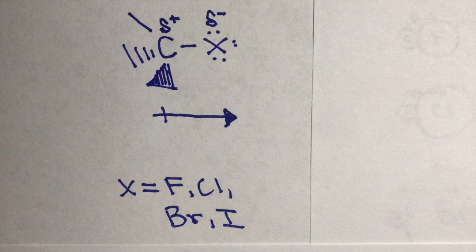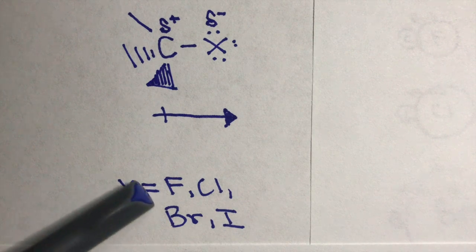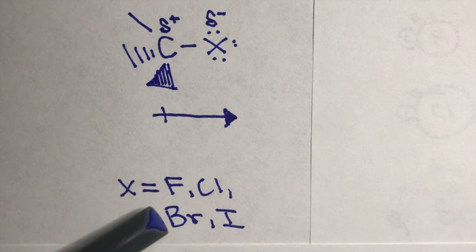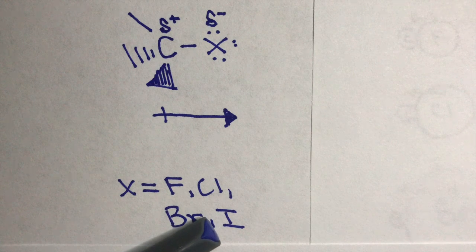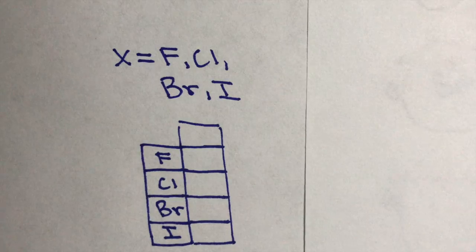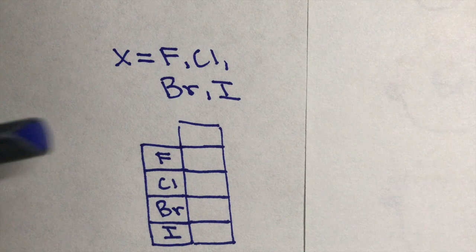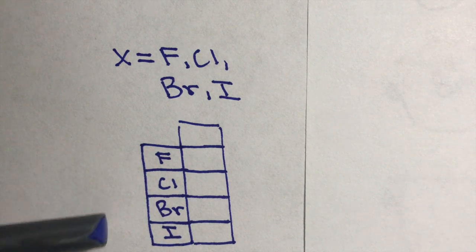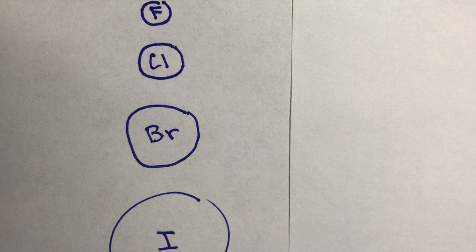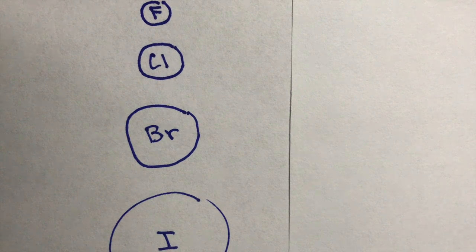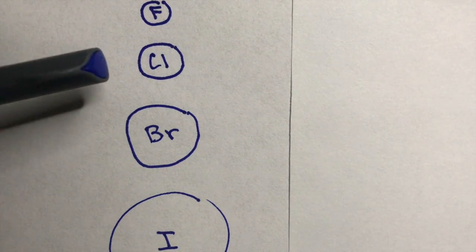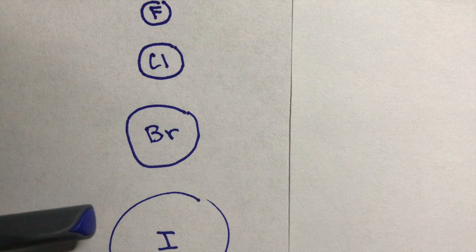So X is a halogen, and the major halogens in organic chemistry are fluorine, chlorine, bromine, and iodine, and depending on which is bonded to carbon will affect that bond strength. In their group in the periodic table, fluorine is followed by chlorine, then bromine, then iodine. And we know going down a group is associated with an increase in atomic radius, so fluorine is the smallest radius, followed by chlorine, then bromine, then iodine.